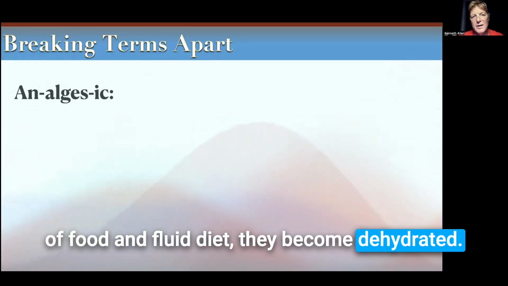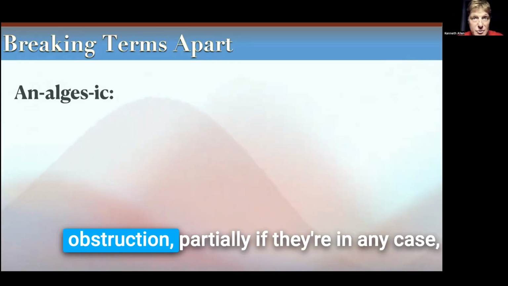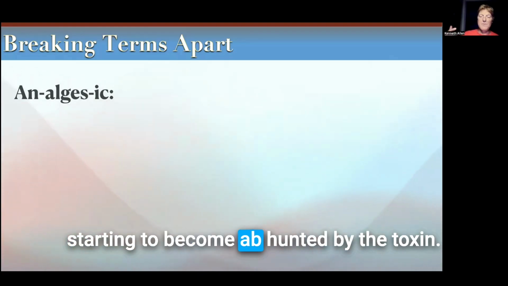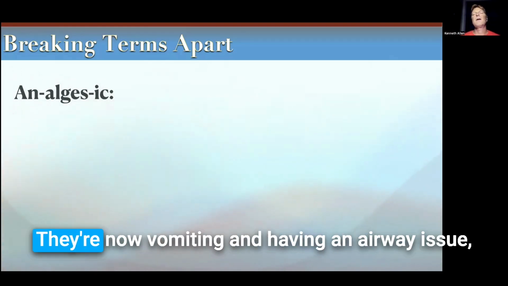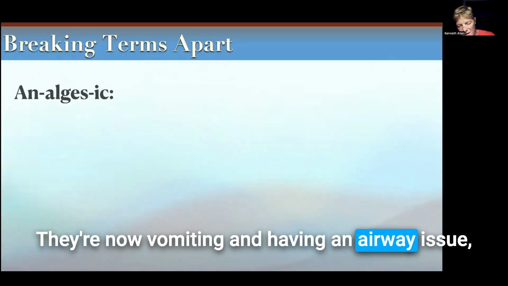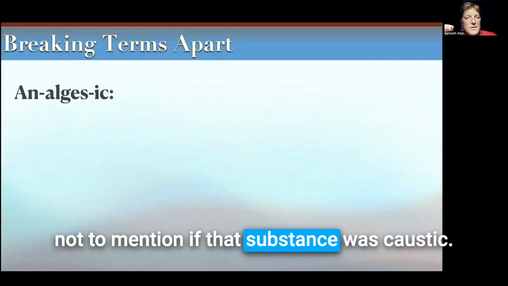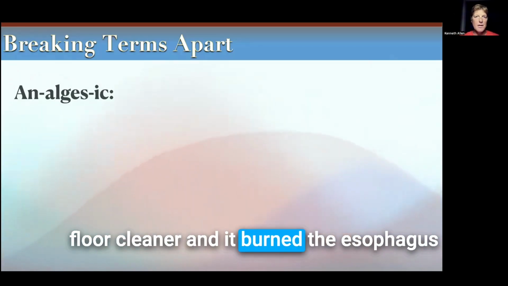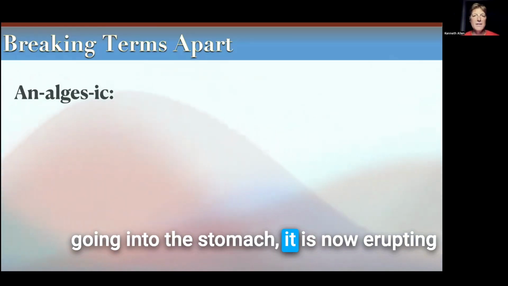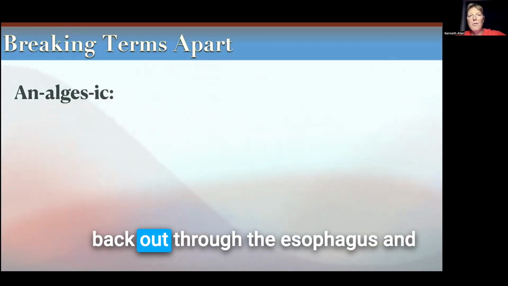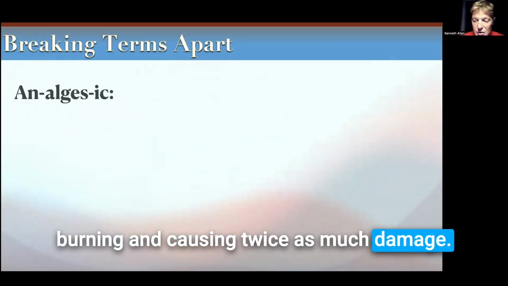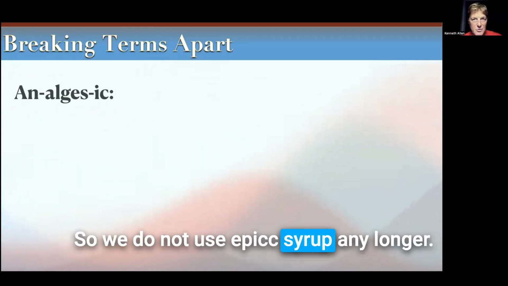They become dehydrated. They are now dealing with a partial airway obstruction. If they're in any case starting to become obtunded by the toxin, they're now vomiting and having an airway issue. Not to mention if that substance was caustic. Now, not only did they drink the bleach or the floor cleaner and it burned the esophagus going into the stomach, it is now erupting back out through the esophagus and burning and causing twice as much damage. So we do not use Ipecac syrup any longer.